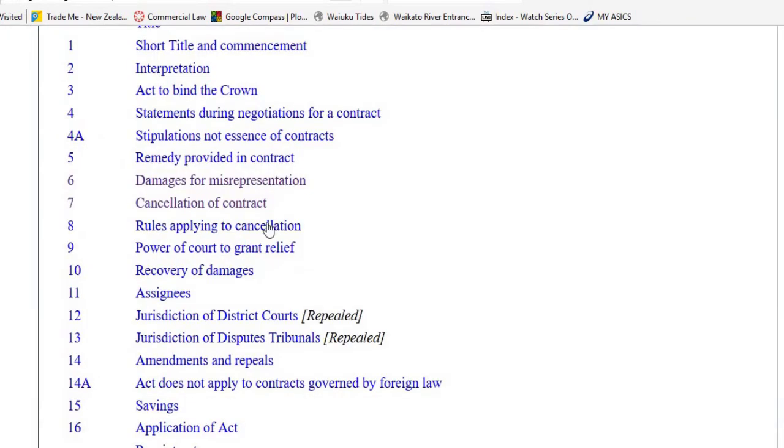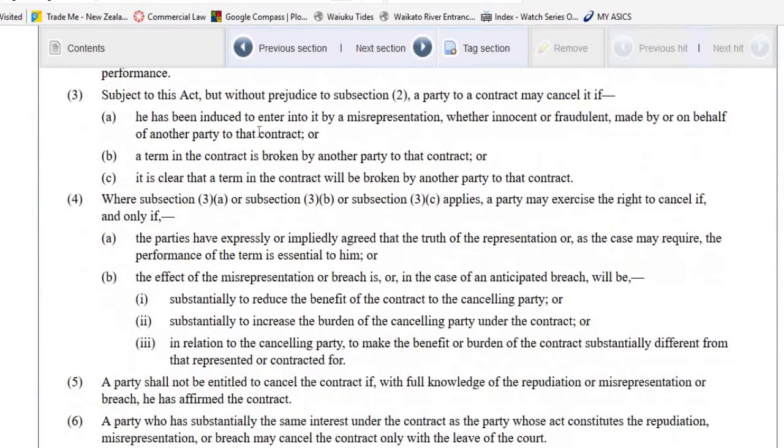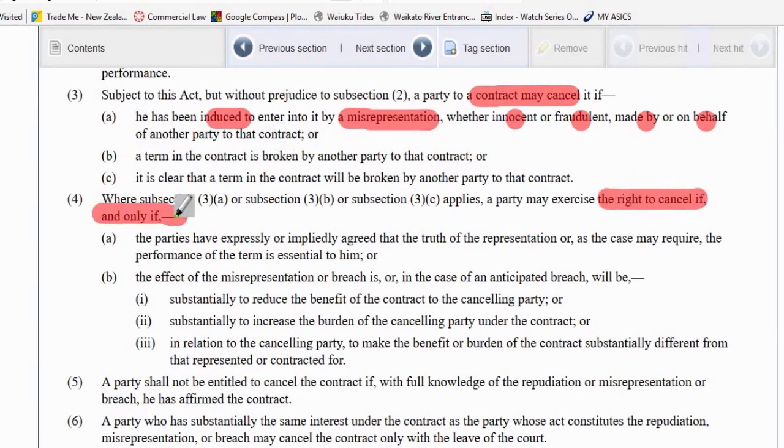Okay, so let's go to section 7 for cancellation and open that up. And you can see in here we have to go down to section 7.3a for cancellation. A party may cancel here if induced by a misrepresentation. You notice it says innocent or fraudulent, made by or on behalf. So if you make the statement, or your employee makes a statement, then the right to cancel exists if and only if expressly agreed the truth is essential or the effect is substantial.